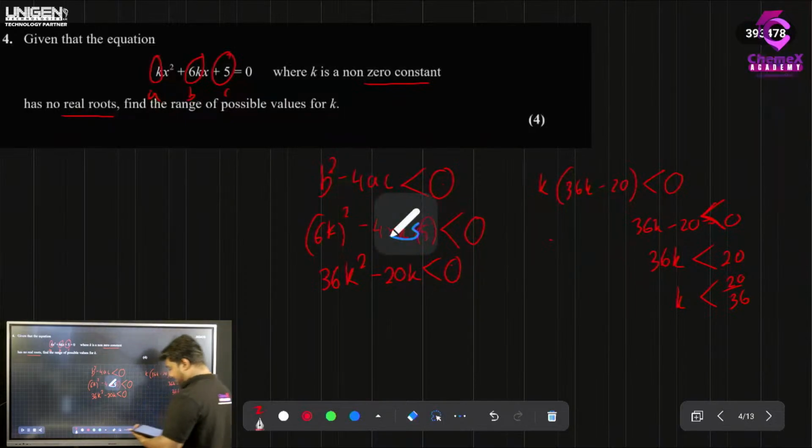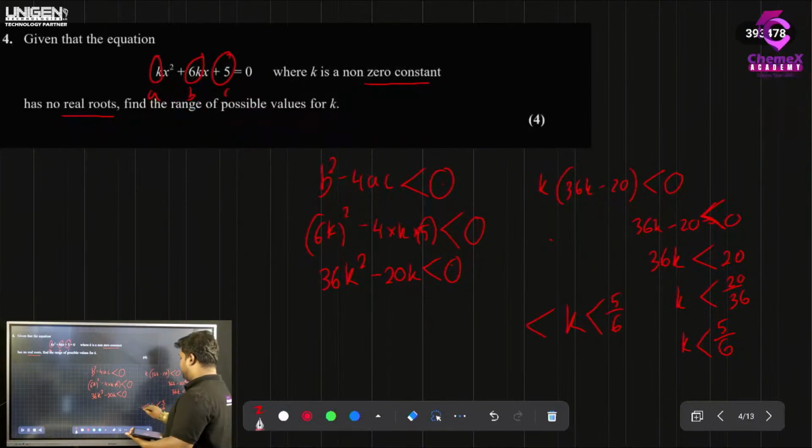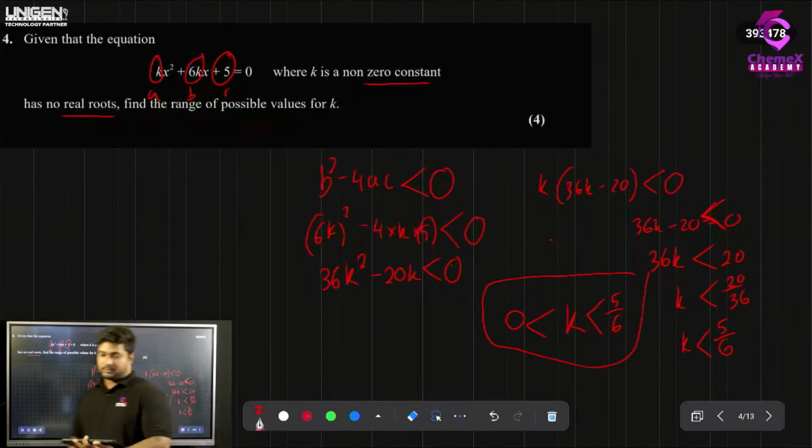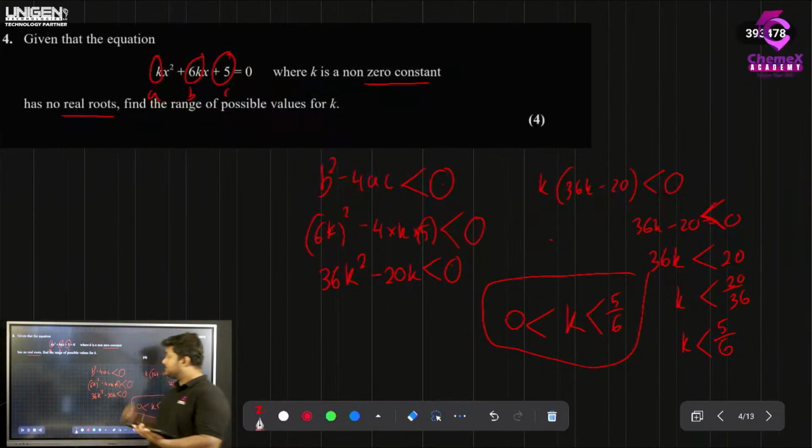Okay. So k is less than 5 over 6. So you can say the range is k is less than 5 over 6 and more than 0. Understood or not? Understood. Okay. So let's move on, that's also 4 marks.